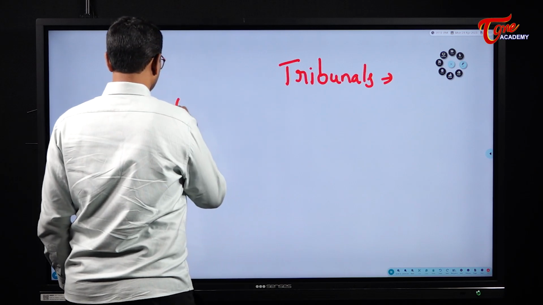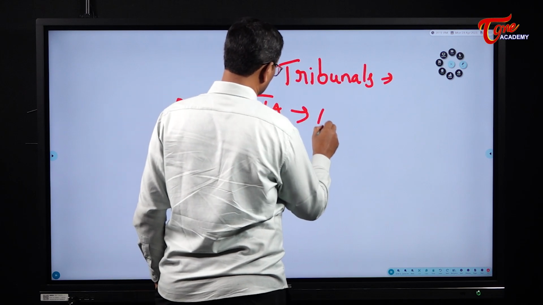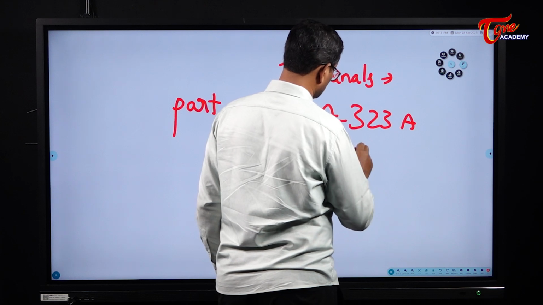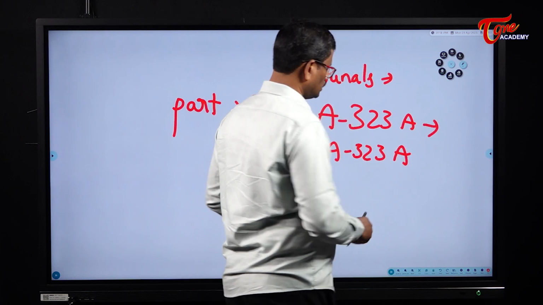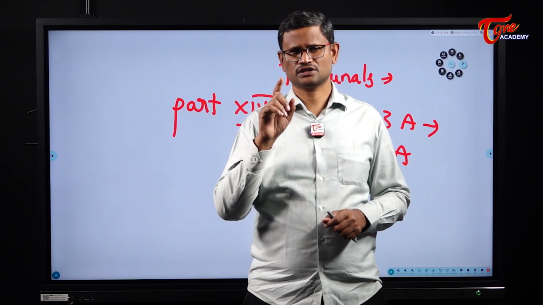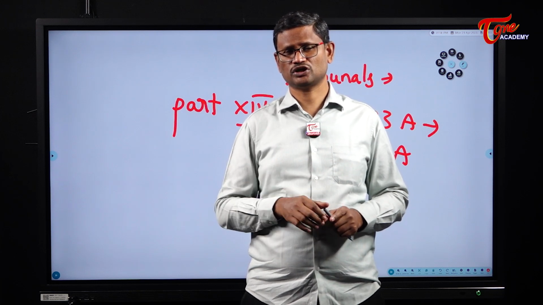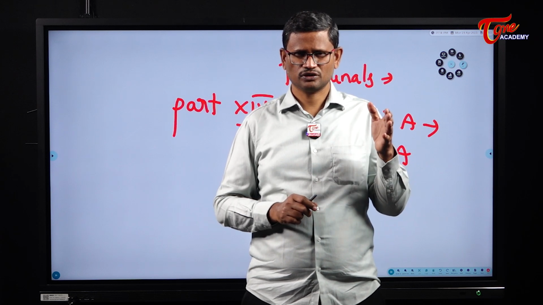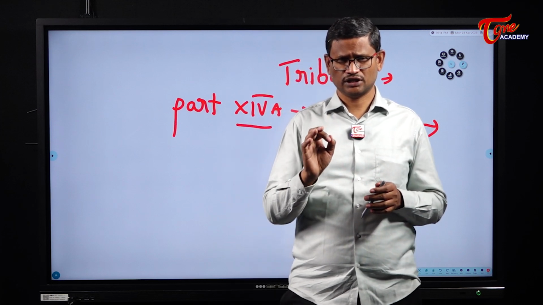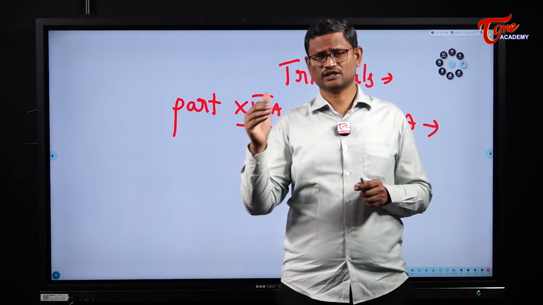So we have Part 14A. Part 14A has inserted two articles, Article 323A and Article 323B. See, the tribunals were provided in the Indian Constitution on the recommendations of the Swaran Singh Committee by Mrs. Indira Gandhi government through the 42nd Amendment to the Indian Constitution. The 42nd Amendment inserted Part 14A dealing with the tribunals. Article 323A deals with administrative tribunals. Article 323B deals with tribunals for other purposes.